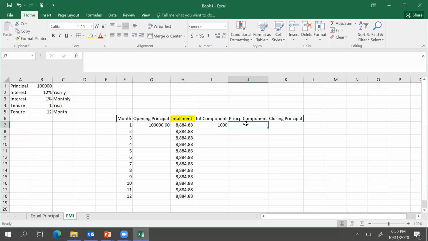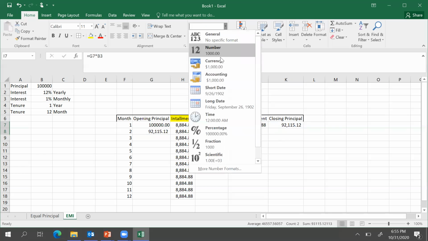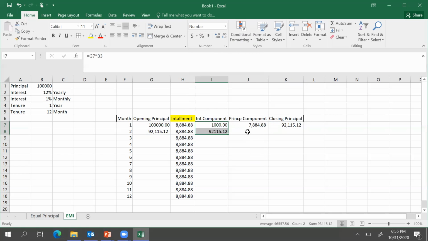Okay. What is the principal component? Just take the installment and subtract the interest component. You will get the principal component. What is the closing principal? Take the opening principal and subtract the principal component that has been paid in this EMI, equal monthly installment. Now the opening principal here will be this. Interest component again will be this. Just a minute, I have not fixed it. P3.